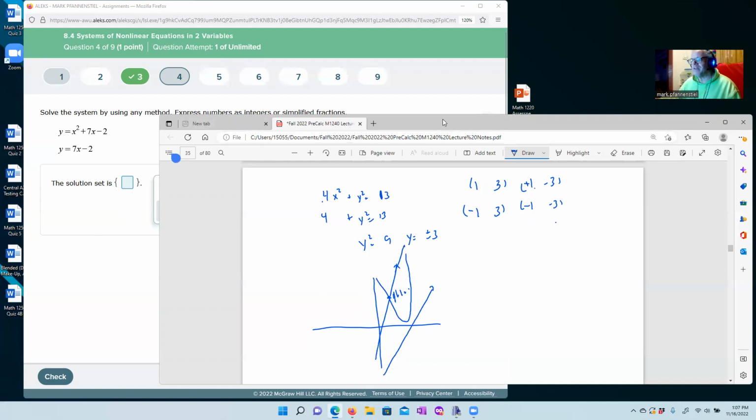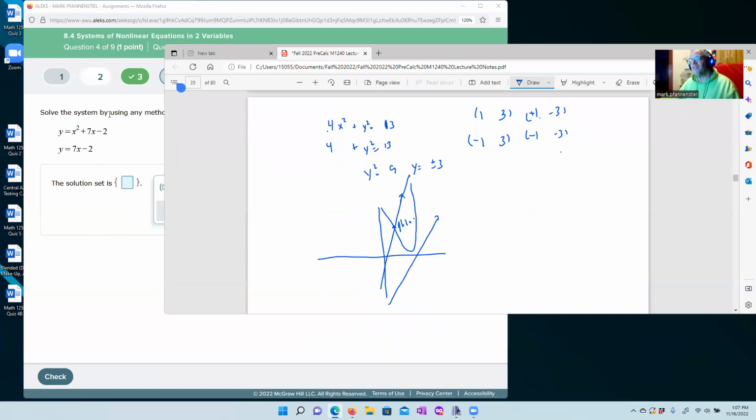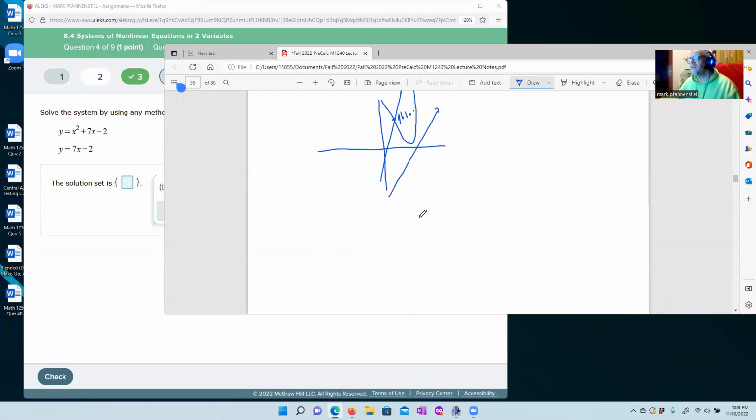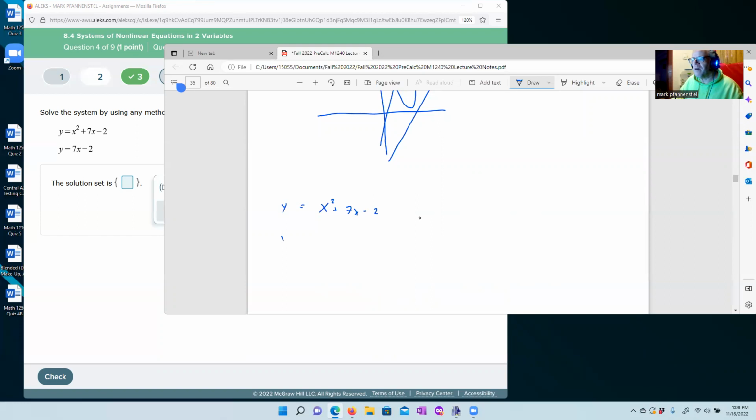Okay, so how do we figure out the points of intersection? Well, we could solve this either by elimination or by substitution. Most of the time with nonlinear systems, you're going to solve by substitution. Okay, so here we go. We have x squared plus 7x minus 2 equal to y. We also have y is equal to 7x minus 2. So what we're going to have is x squared plus 7x minus 2 is equal to 7x minus 2.